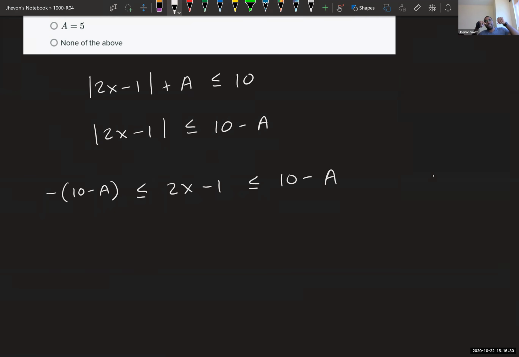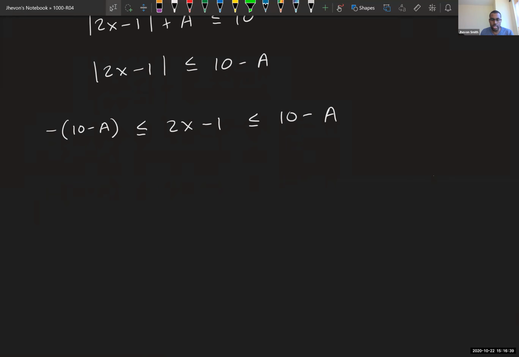So if the absolute value of x is less than or equal to k, it means that minus k is less than or equal to x, less than or equal to k, right? So we did this in class. And so now you want to just isolate. So what you're going to do, so this is minus 10 plus a. I'm going to add 1 to all sides.